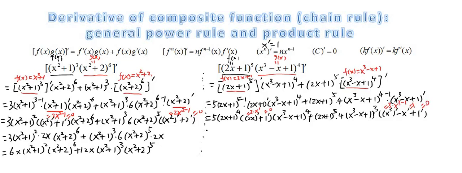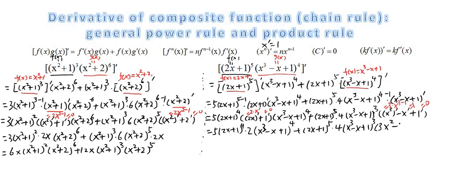Now we can write down each term. 5 times (2x + 1)^4. And here we have 2 times the derivative of x, which is going to be 1. So that means 2 times 1 equals 2. Times (x^3 - x + 1)^4, plus (2x + 1)^5 times 4 times (x^3 - x + 1)^3, and this guy will be 3x^2. Here should be a minus 1 plus 0.